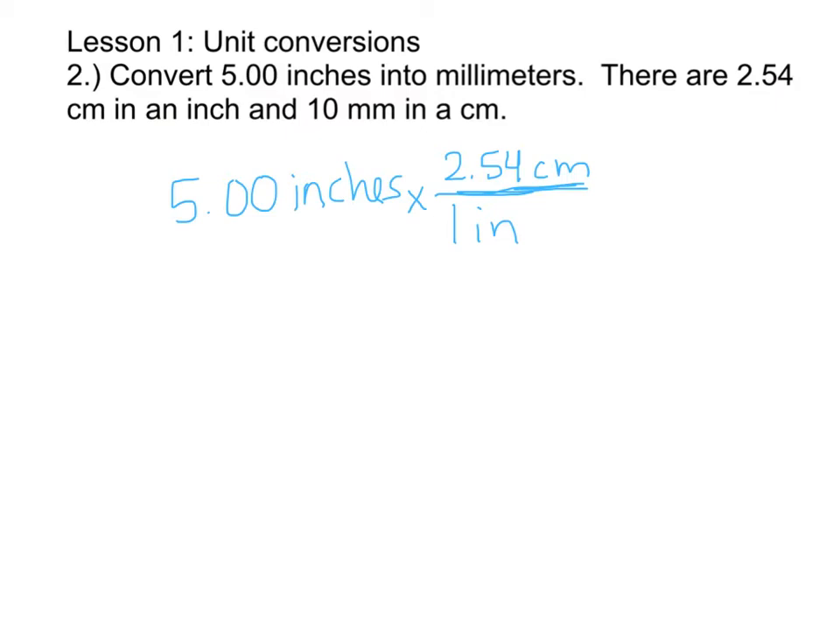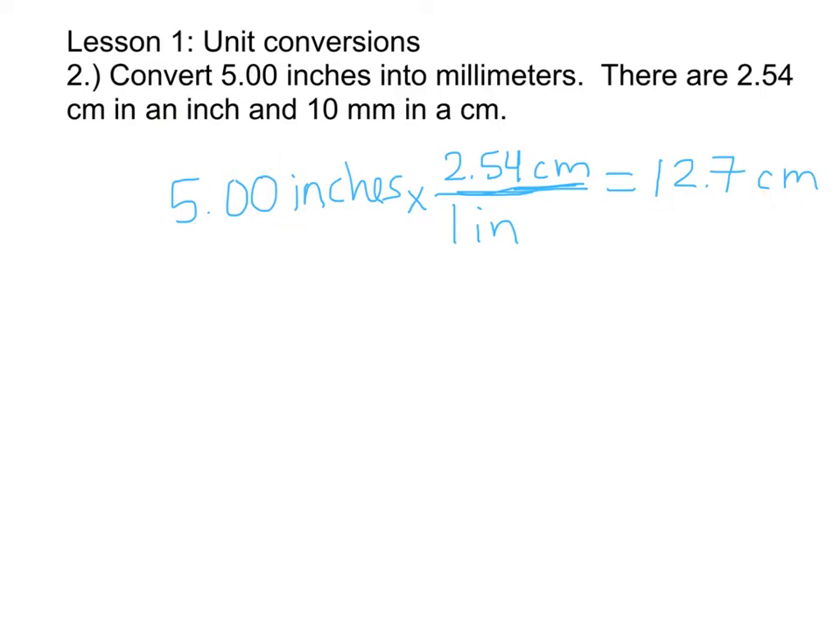So we could do this in 2 steps, or we could do this all in 1 step. So if we do it in 2 steps, I can show you how that looks. We'll simply multiply 5.0 inches by 2.54 centimeters and divide it by 1. And when we do that, we get 12.7 centimeters. And we started with 3 sig figs, so we're going to end with 3 sig figs.